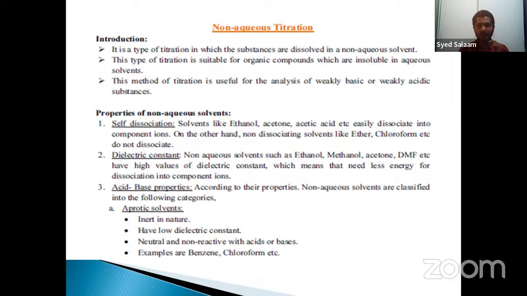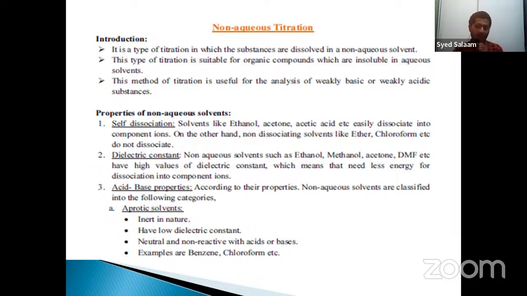What are the properties of the non-aqueous solvents we are going to employ? First, self-dissociation: solvents like ethanol, acetone, acetic acid, etc. easily dissociate into components. On the other hand, non-dissociating solvents like ether, chloroform, etc. do not dissociate. Dielectric constant: non-aqueous solvents such as ethanol, methanol, acetone, etc. have a high dielectric constant, which means they easily dissociate into ions without much energy. They require very little energy for dissociation.